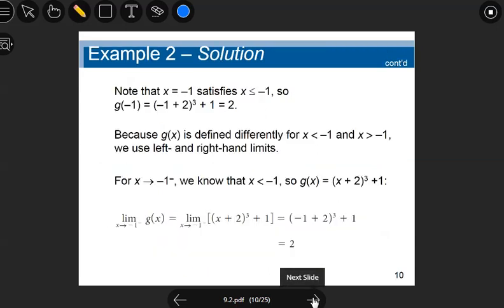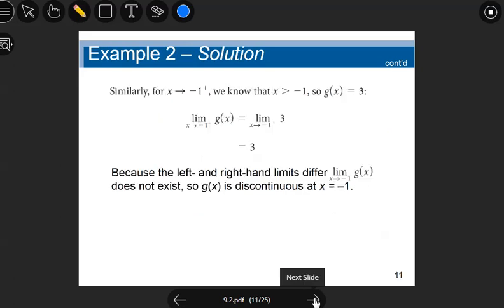So when we are finding our left limit, x is arriving to -1 from the negative side, it becomes 2. So our left limit is 2, and our right limit, when x arrives to -1 from the positive side, is 3. So now we can say our left limit and right limit are not equal, so the limit doesn't exist at the point -1.